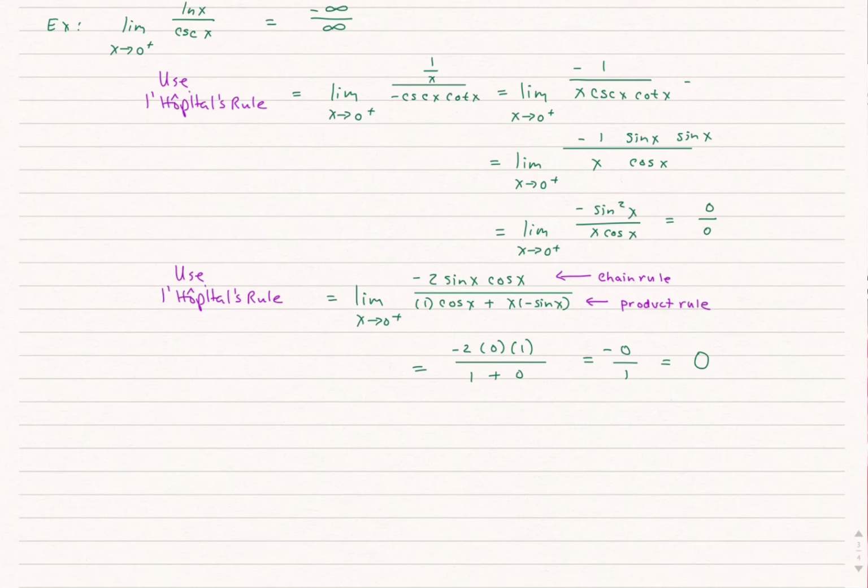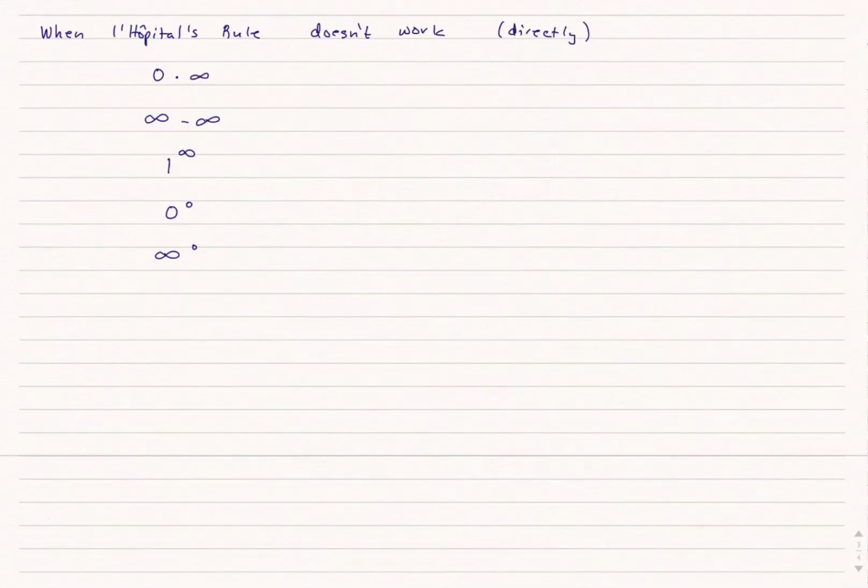When I use L'Hopital's rule, I have to use it sometimes multiple times, and sometimes I'll go from the indeterminate form of infinity over infinity to 0 over 0, but I can still use L'Hopital's rule in both of those situations. We need to consider what happens when L'Hopital's rule doesn't work. That is, at least it doesn't work directly. If I have 0 times infinity, infinity minus infinity, 1 to the infinity, 0 to the 0, or infinity to the 0, these are situations where I can't directly use L'Hopital's rule.